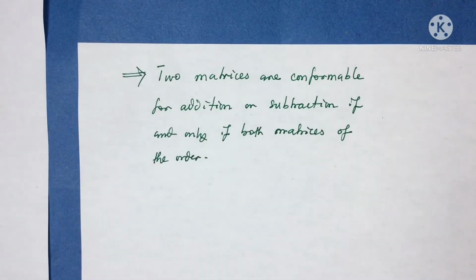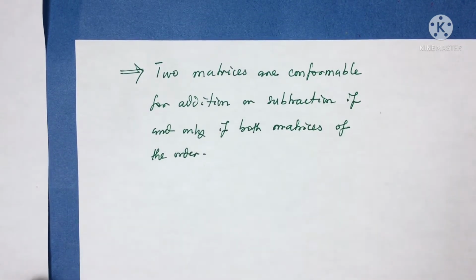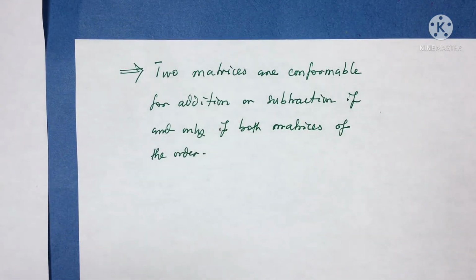So if two matrices must be added to one another, or one subtracted from the other, then it is compulsory that those two matrices must be of the same order. If two matrices are not of the same order, it means they cannot be added, or one cannot be subtracted from the other. Okay? So when are two matrices conformable? The word conformable means agree. When do two matrices agree for addition or subtraction? They only agree for addition and subtraction if and only if both of them are of the same order.